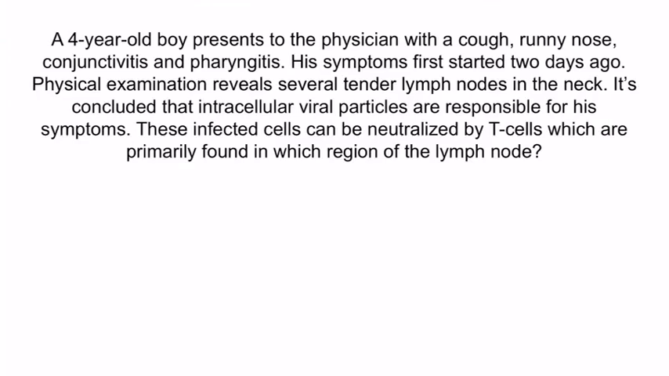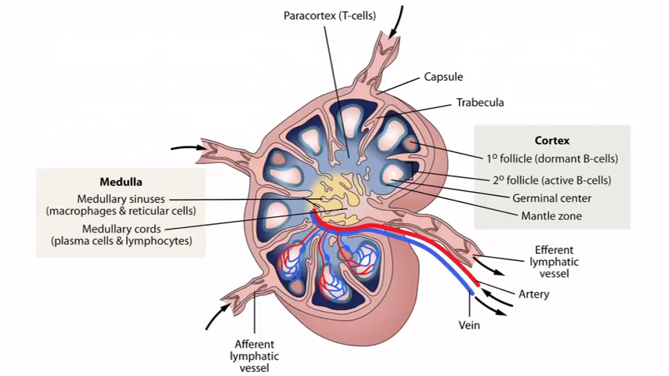Okay, from the question stem, hopefully you notice that this boy has a viral infection. He has a cough, a runny nose, conjunctivitis, and pharyngitis, which sounds like a pretty typical cold. The question also mentions viral particles and states that these infected cells can be neutralized by T cells. Recall that T cells are primarily found in the paracortex of the lymph node. So the correct answer is paracortex. From the image, we can see the paracortex right here, which again is where many T cells reside. And that concludes this section.